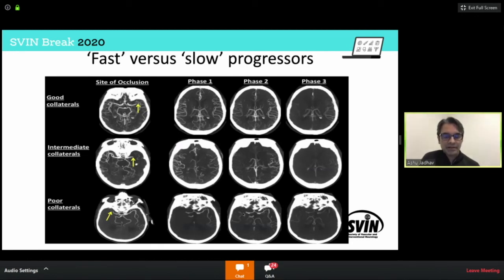So this patient on the top panel here has good collaterals, and when you scan that patient at phase 1, phase 2, phase 3, you can see persistent filling of blood vessels in the tissue that's at risk past the MCA occlusion. And the patient in the middle there has intermediate collaterals, not as robust filling at phase 2 and phase 3. And then the patient with the poor collaterals, you can see even on phase 1, really doesn't have much in the way of collateral. So we can use multiphase CTA to help us discriminate these different phenotypes.